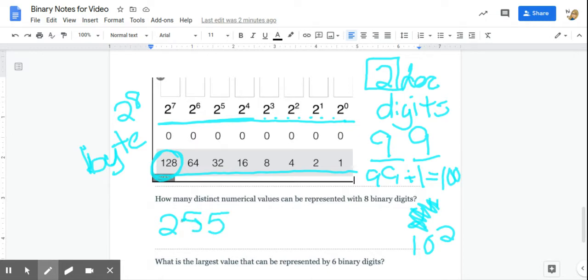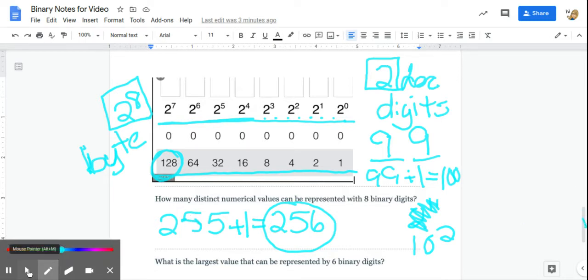Plus we have 0. So 1 through 255, 0 is one more number. So we have 256 unique numbers that can be represented with those 8 binary digits. And we could have just done 2 to the 8th for that, just like we could have just done 10 to the second to find out how many decimal numbers can be represented with 2 digits. So the next question is going to be slightly different.